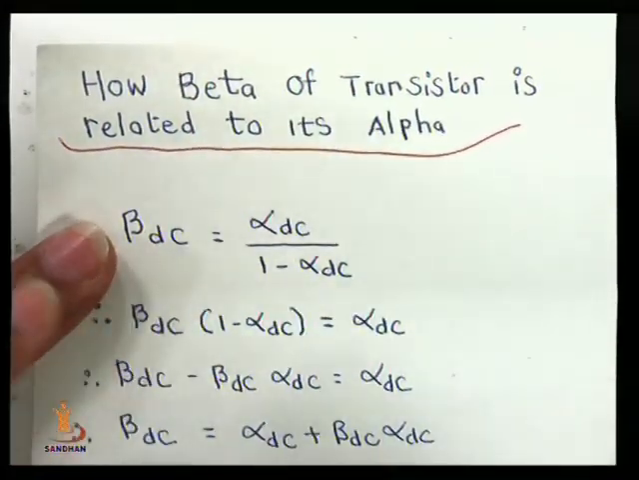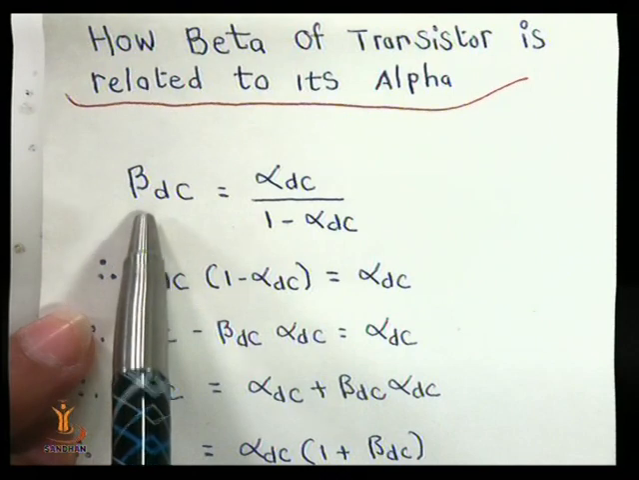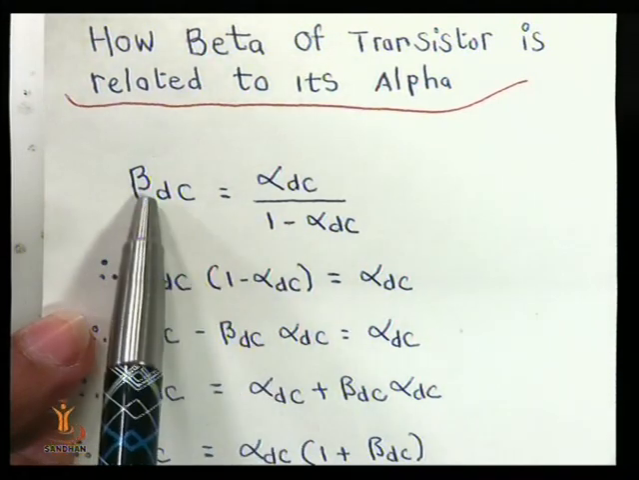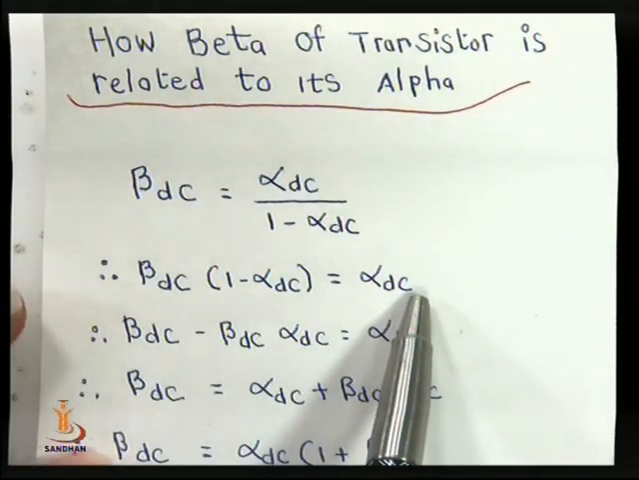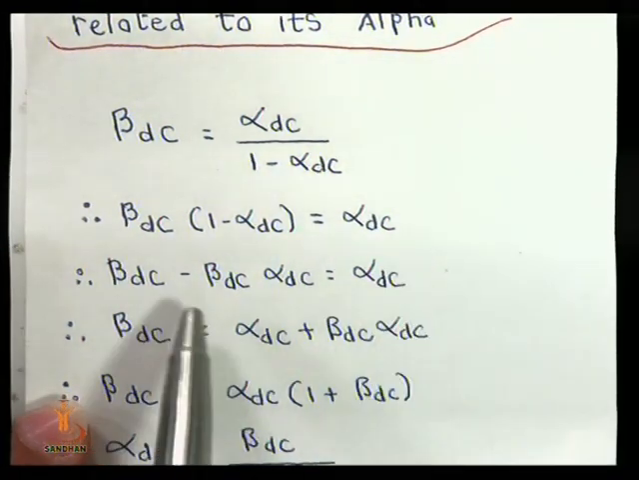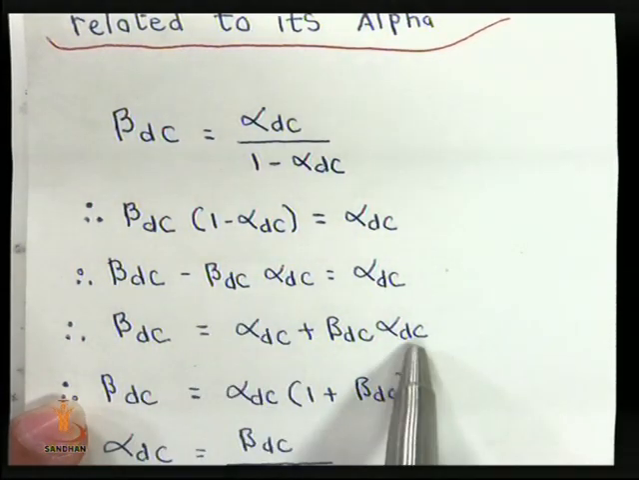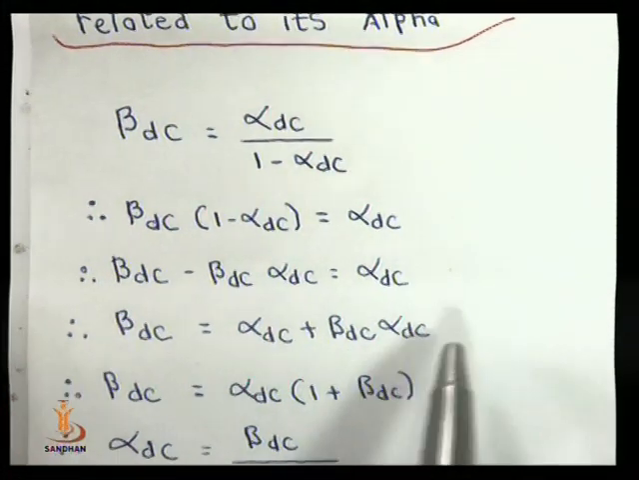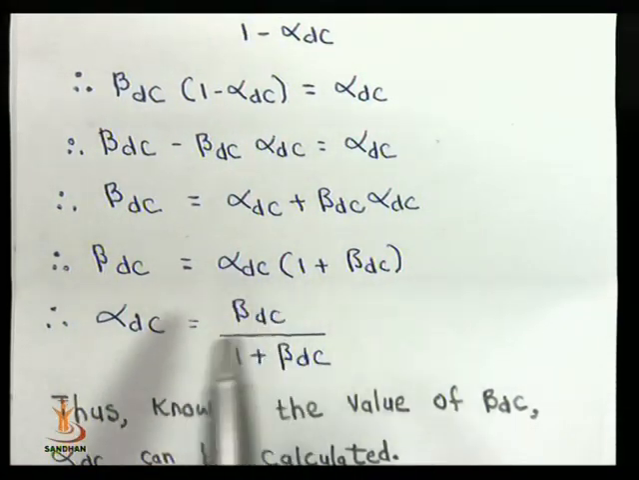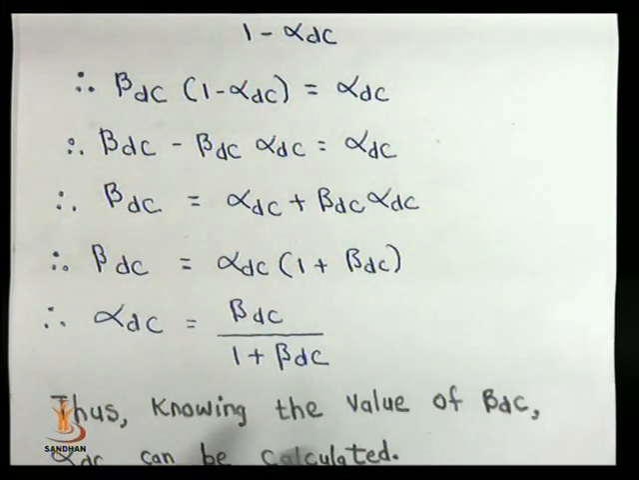Now here is a very important relationship: how the beta of the transistor is related to its alpha. Basically, beta DC is nothing but alpha DC upon 1 minus alpha DC. We bring this 1 minus alpha DC over here, so beta DC times 1 minus alpha DC equals alpha DC. Opening the bracket, beta DC minus beta DC alpha DC equals alpha DC. Writing the equation for beta DC, this is a minus, so it will be plus over here: beta DC equals alpha DC plus beta DC alpha DC. We take alpha DC common, so we get 1 plus beta DC. So alpha DC equals beta DC upon 1 plus beta DC, and this will be in the denominator. Thus, knowing the value of beta DC, alpha DC can be calculated.